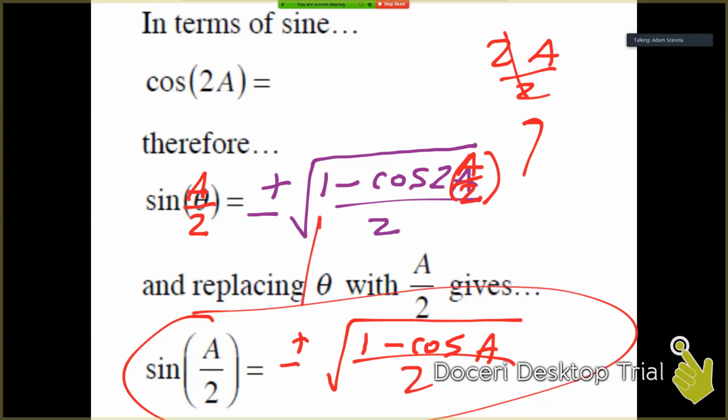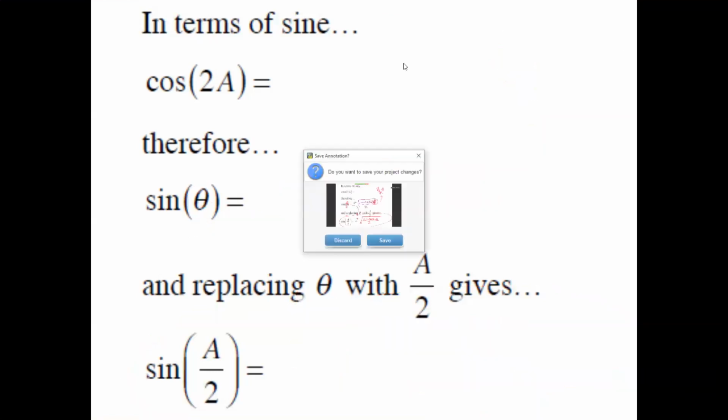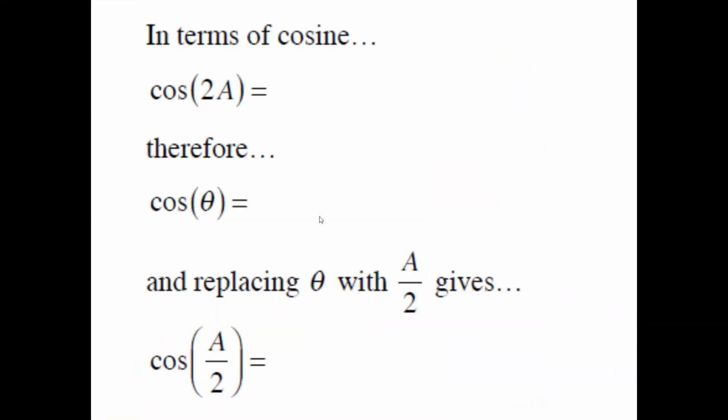Now the plus or minus is not always going to be both. You have to figure out what quadrant the angle is in, and then you can determine whether it's going to be positive or negative. I'll show you how to do that right now. So that's the first formula.